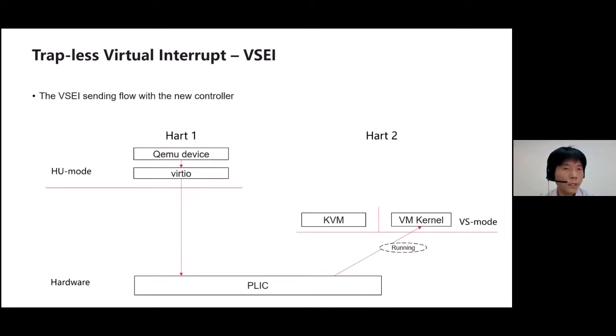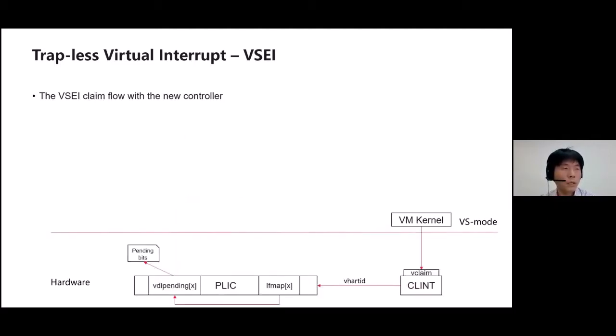So with this extension and corresponding KVM support, the VSEI can be directly delivered to the VM kernel when the vCPU is in the running state, as shown in this diagram. When the vCPU is not running, the host handles the interrupt and injects it to the vCPU in a similar fashion as VSSI. On the processing and acknowledging side, the claiming and signaling end of interrupt also happens without trapping. The VM kernel directly reads and writes a vclaim CSR, which updates the states accordingly.